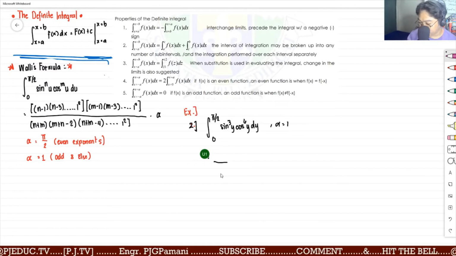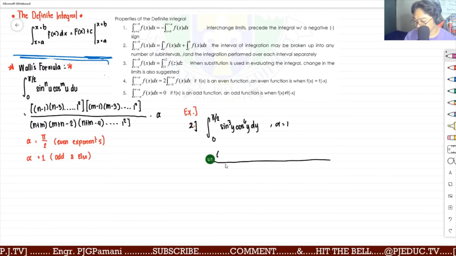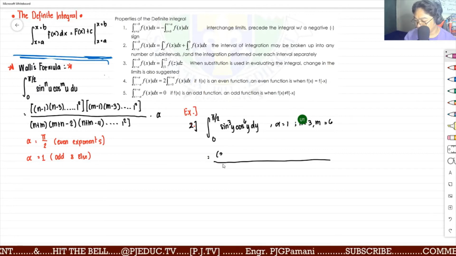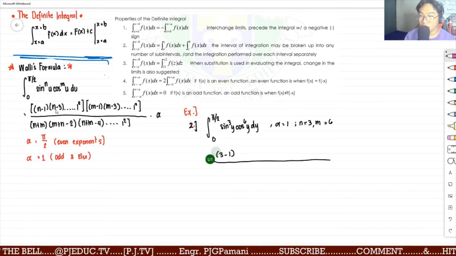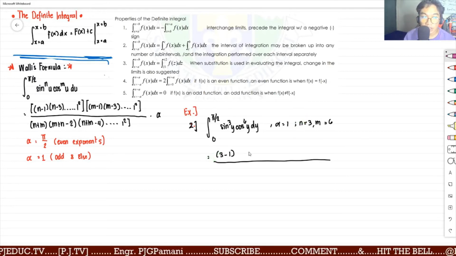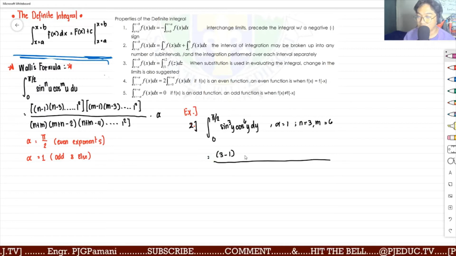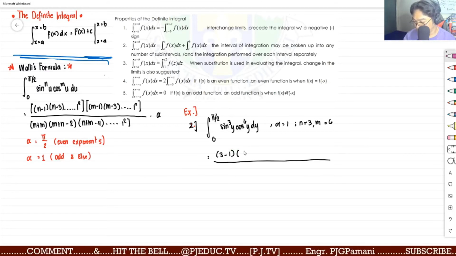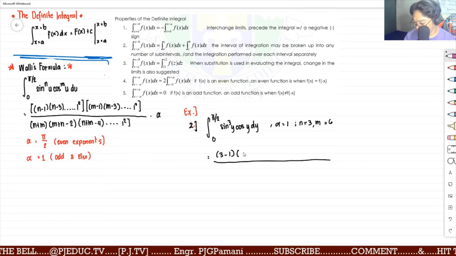Perform the transformation as, sulat ko na lang ha, n equal to 3, m is equal to 6. So 3 minus 1, then 3 minus 3 is 0. So never mind. That is, next stop is this one supposed to be 8.